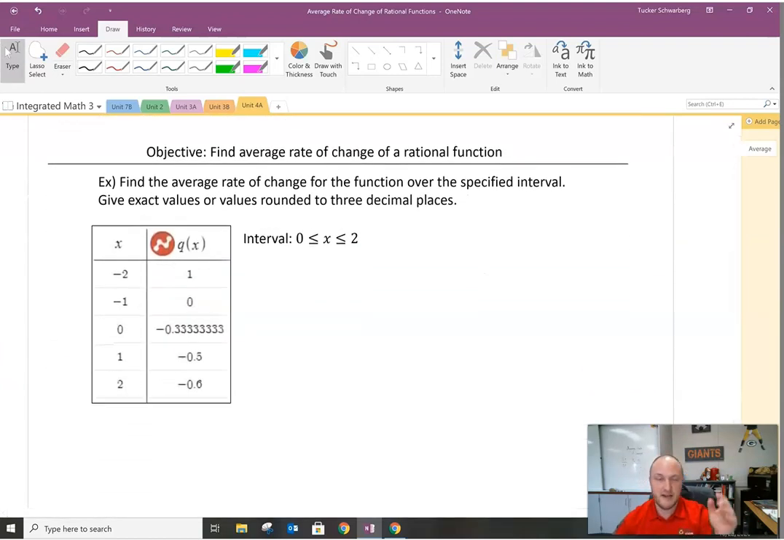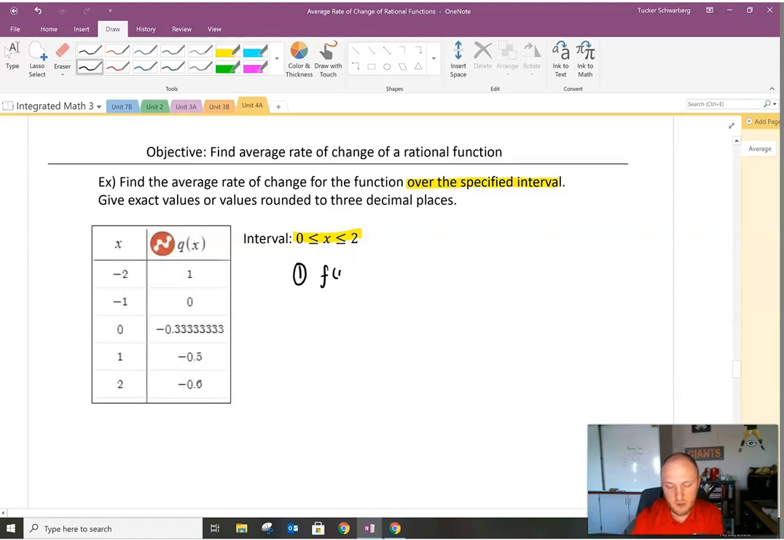Okay, next. The next couple of examples are going to focus on finding the average rate of change from a table of values or from a graph of a rational function. Now, this is very, very easy because we're still finding the average rate of change of the function over a specified interval. So they're giving us an interval here, 0 to 2. But this time, when we do step 1, very, very simple.